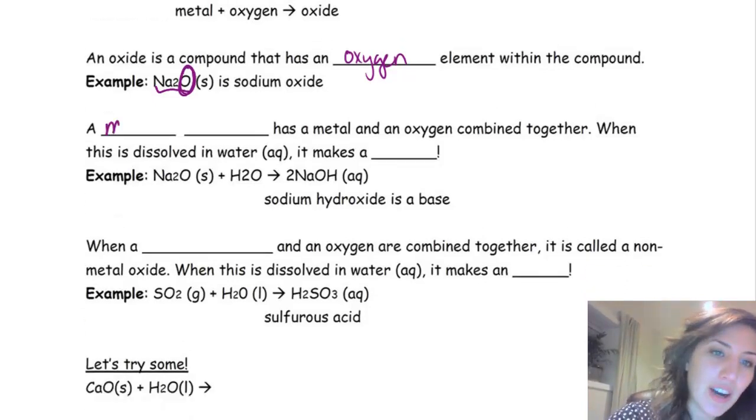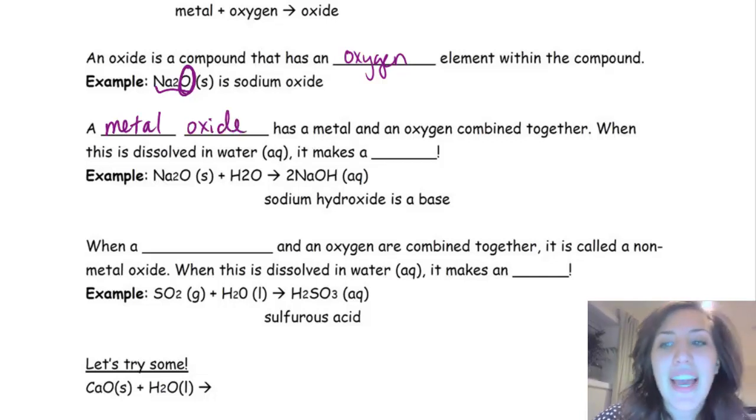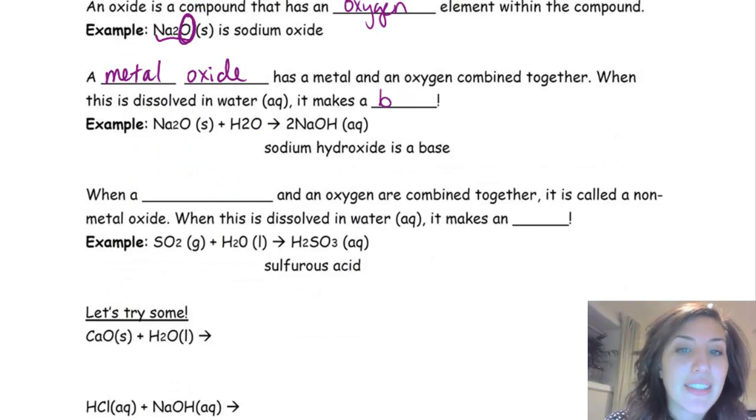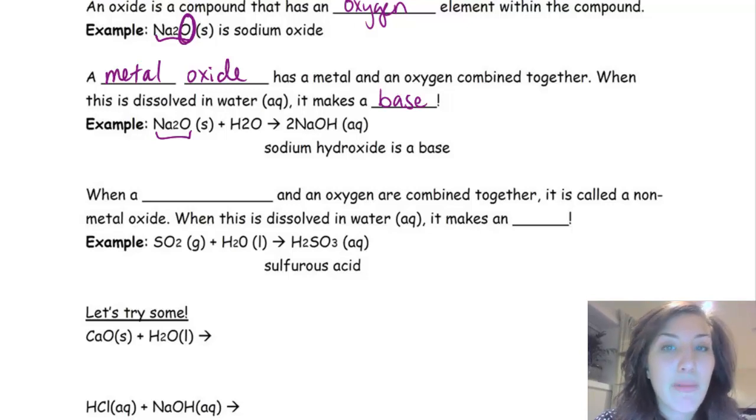So a metal oxide has a metal and an oxygen combined together. When they dissolve in water, it makes a base. This is really neat. So our metal oxide plus water creates two sodium hydroxides, which is a base.